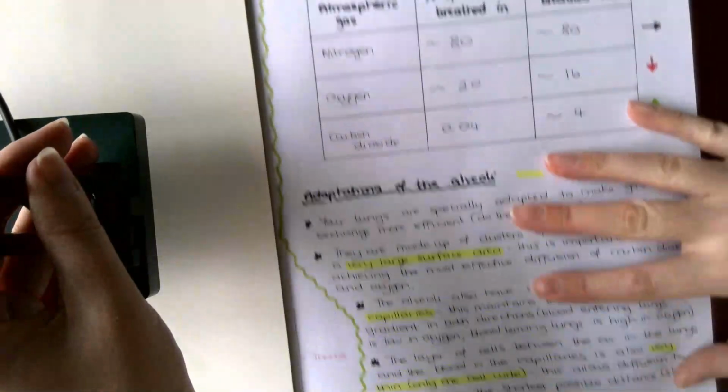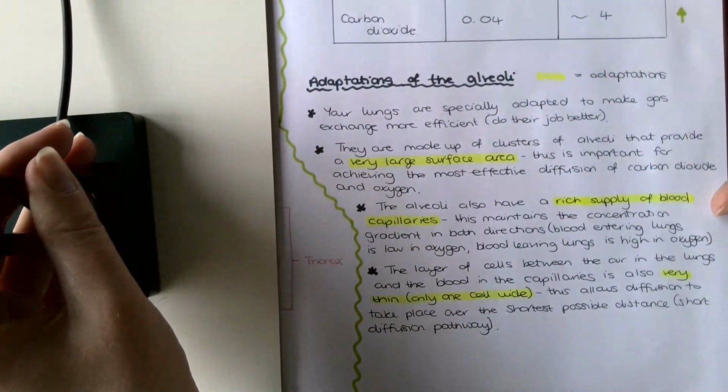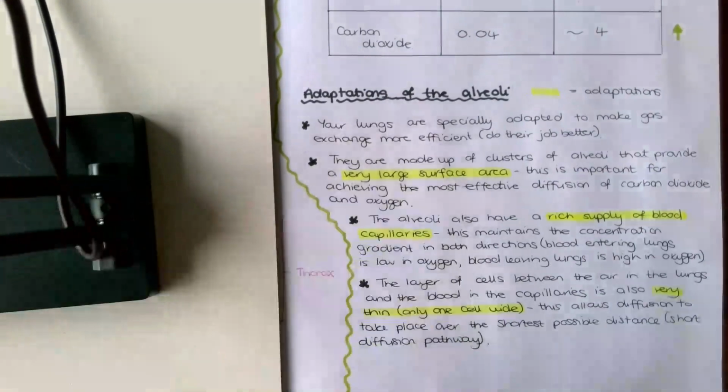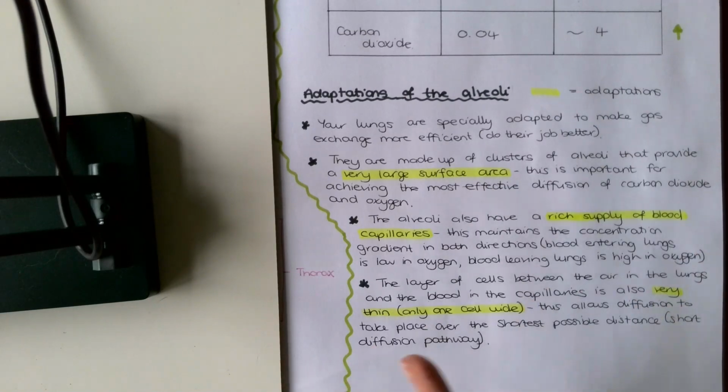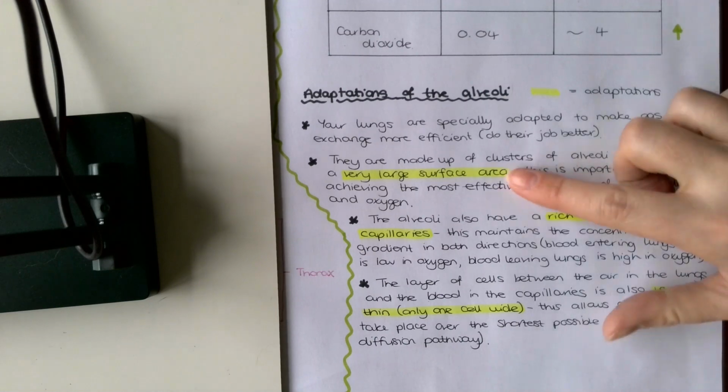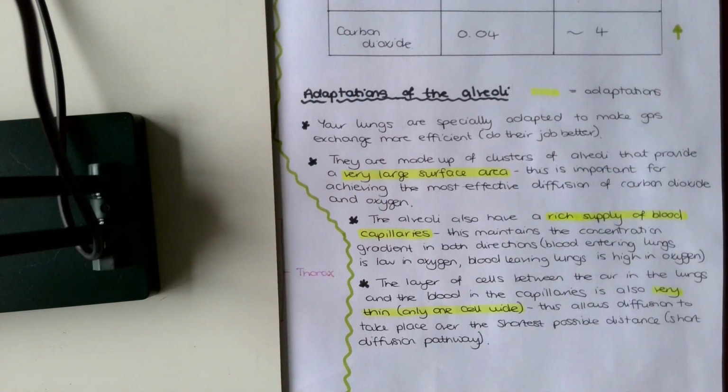And finally, the adaptations of the alveoli. The alveoli are the air sacs that I showed you a diagram of on the previous slide, that oxygen and carbon dioxide diffuse in and out of. This is where gas exchange takes place. I've highlighted the 3 main adaptations, and next to each one is a reason why it is useful. Your lungs are especially adapted to make gas exchange more efficient, so they can do their job better.